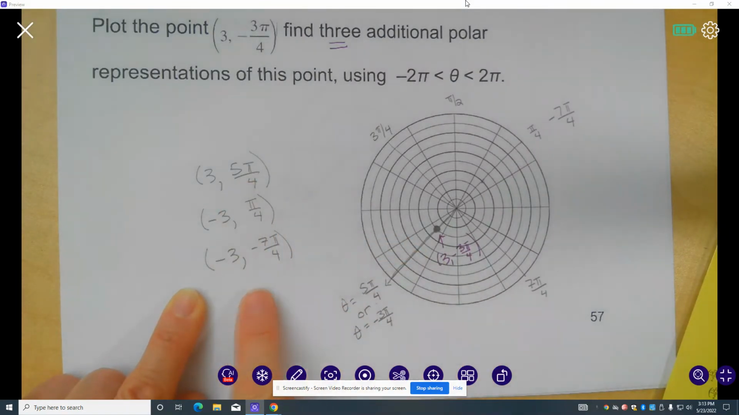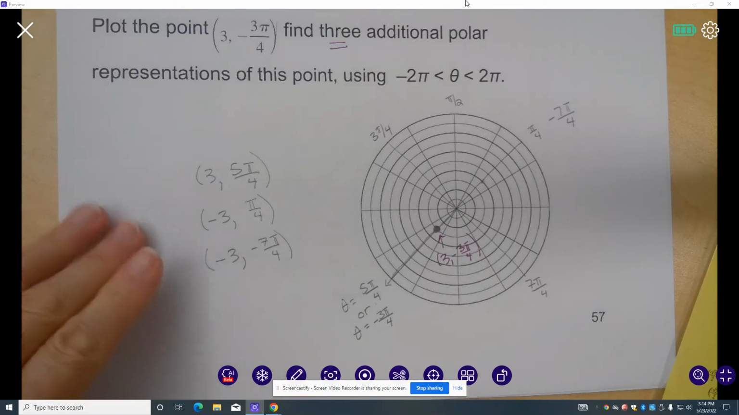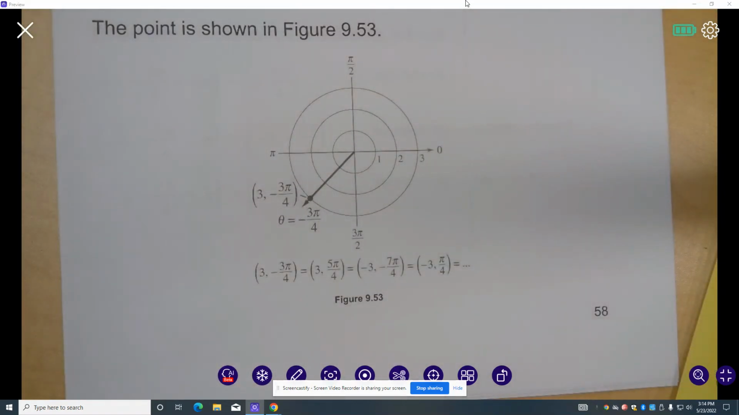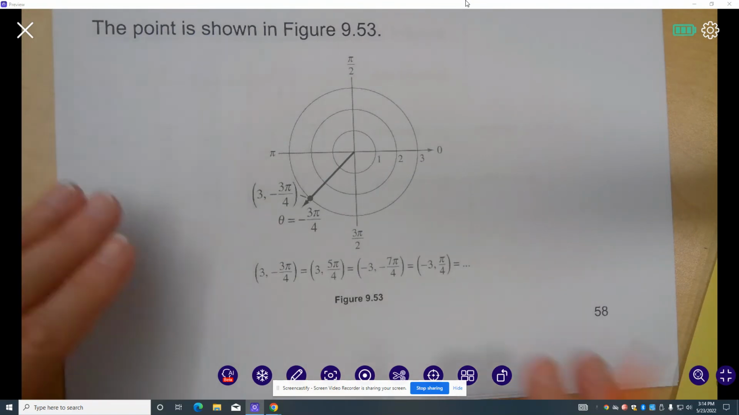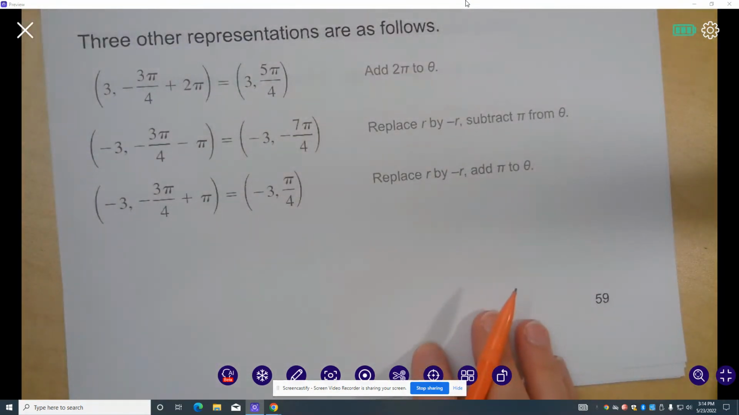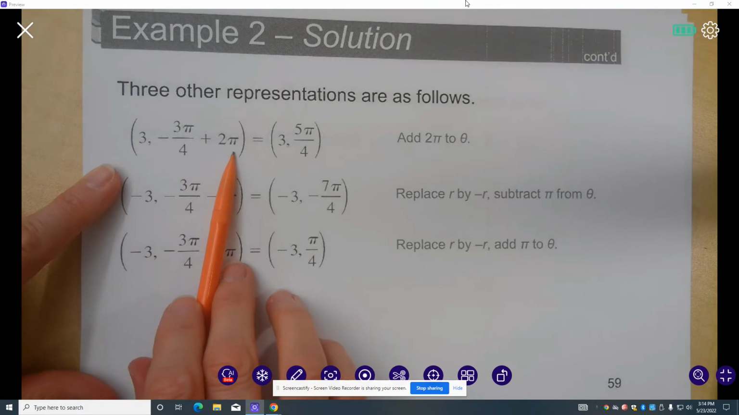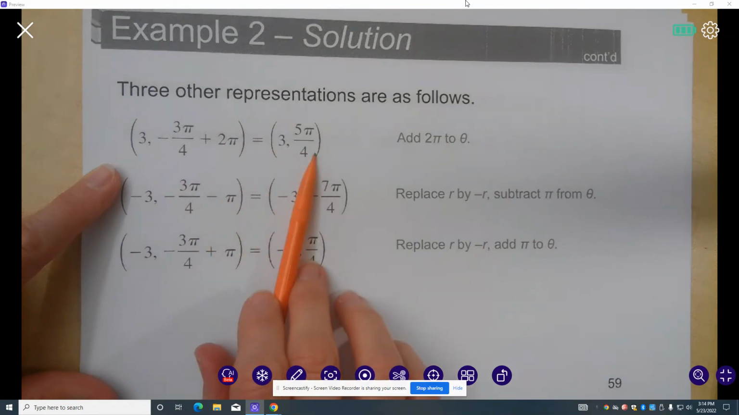So all of these would be that same point. Now let me show you how you could do that same thing using those formulas. So here it is. If I take negative 3 pi over 4 that I started with, and I add pi over 2 to it, I'm going to get 5 pi over 4.